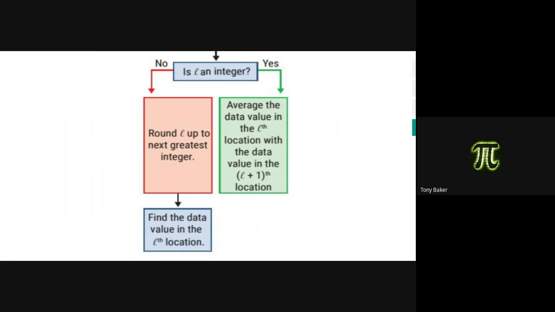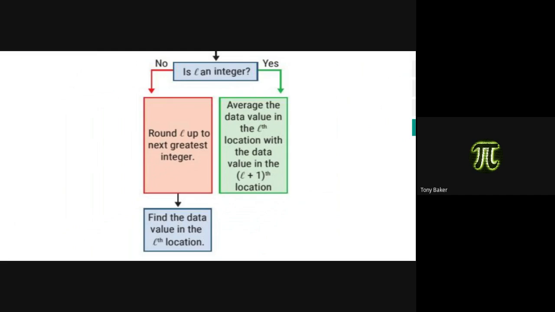If it is not an integer, which means it has any type of decimal, you're going to always round up and then take that number. So it's like 5.3, it doesn't matter. Even if it's 5.001, you're picking the sixth number. So whatever the number, if it's not an integer, you are always rounding up.